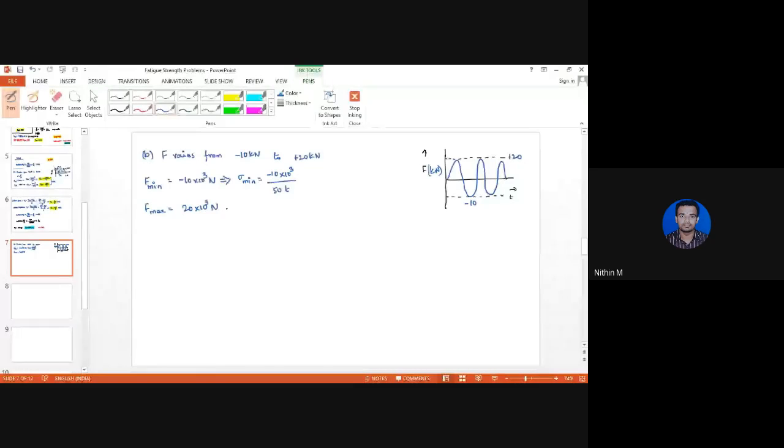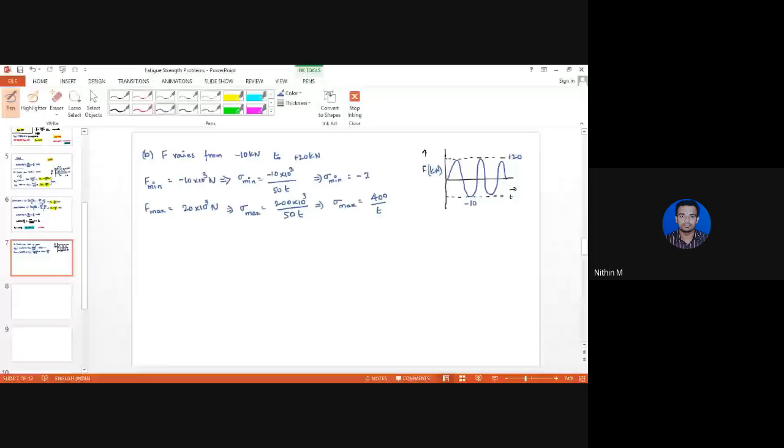Similarly, calculate and tell me the value of sigma max. So sigma max should be the same because the load is the same. Sigma max will be 400 by t. What about sigma minimum? This will be -200 by t, both in MPa. Yes, sir. Correct?